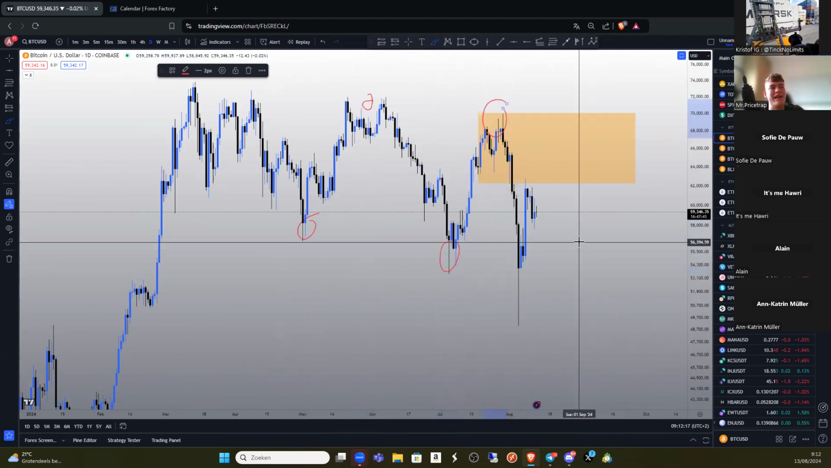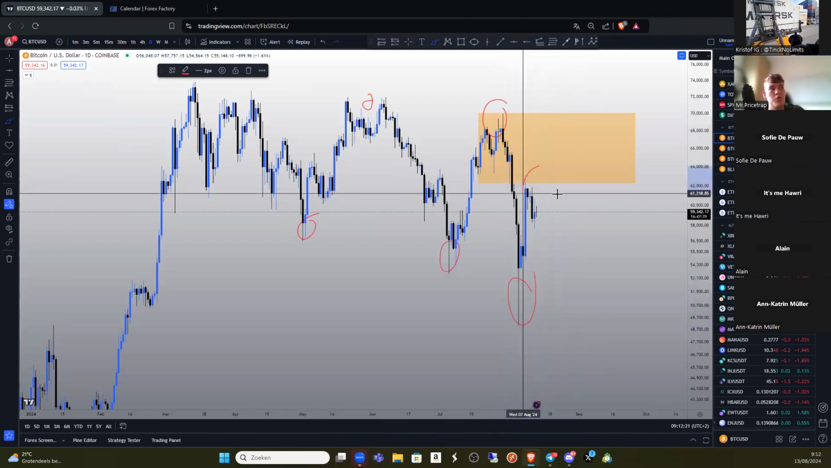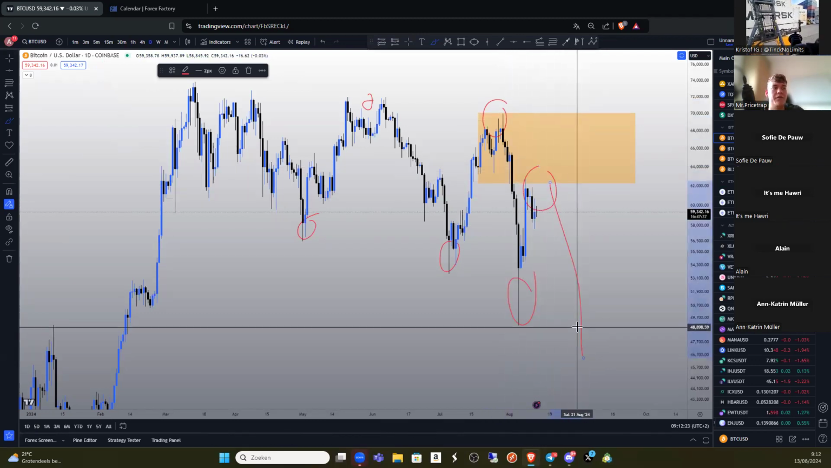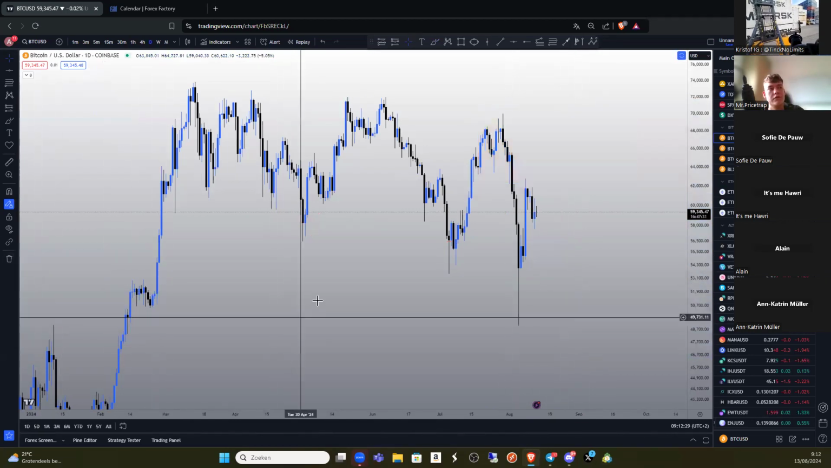So what are we doing? Downtrending. All right. So now we created what? Lower low. We can search for the lower high and wait for the market to drop again. All right. So am I bullish on Bitcoin? Absolutely not. Technical wise, absolutely not.